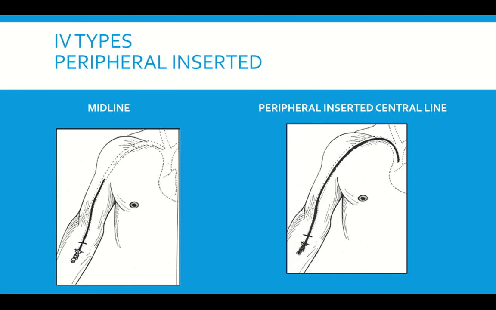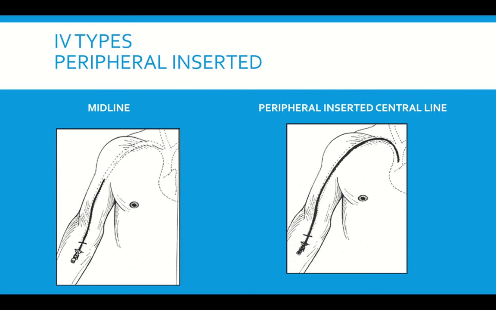This is the difference between a midline and a peripherally inserted central line. They're both inserted into the same veins. It can be the basilic, the cephalic, or the medial, and they're all right in that antecubital area.